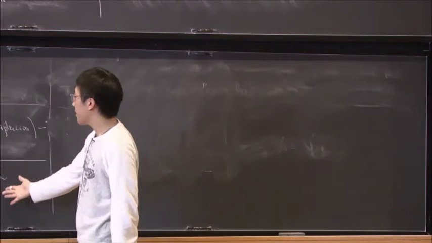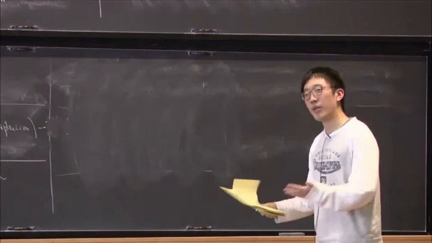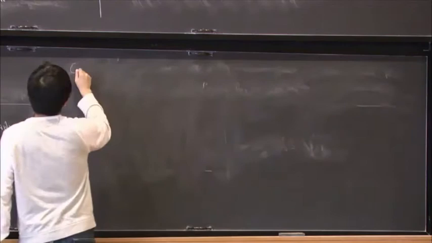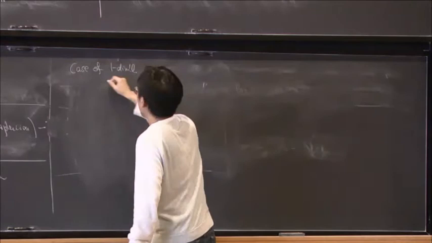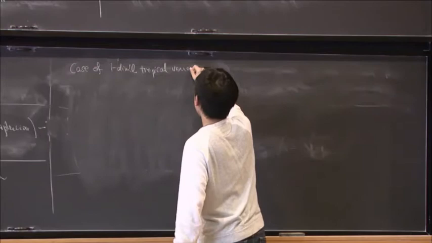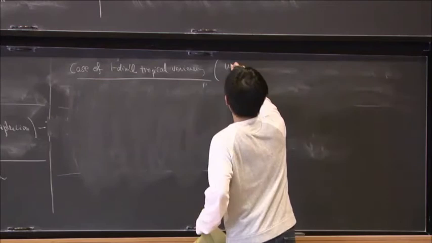So all the assertions I have made here were essentially known to Minkowski, expressed in different language. So I'm going to explain that to you. I'm going to start with a slightly easier case of one-dimensional tropical varieties, which I mean simply a collection of vectors with weights.